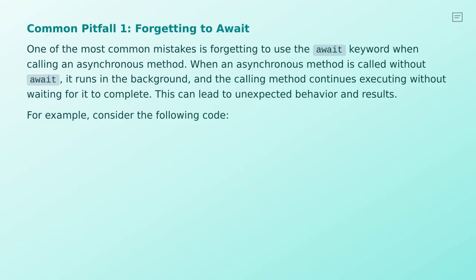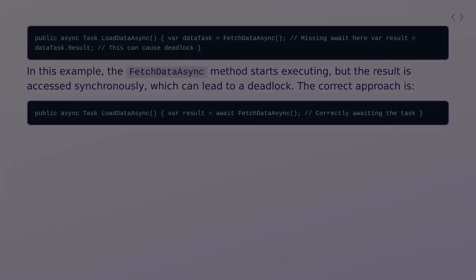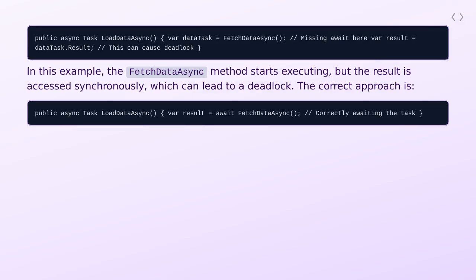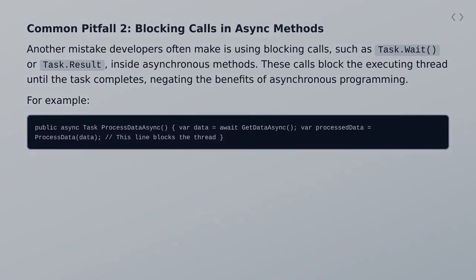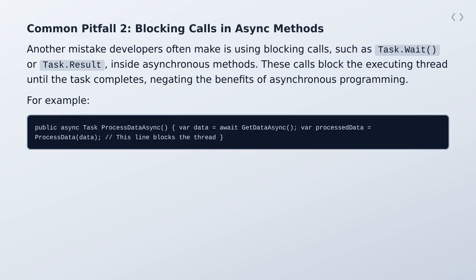For example, consider the following code. See the example on this slide. Pause if you want to study the details. In this example, the fetchDataAsync method starts executing, but the result is accessed synchronously, which can lead to a deadlock. The correct approach is to await the call.